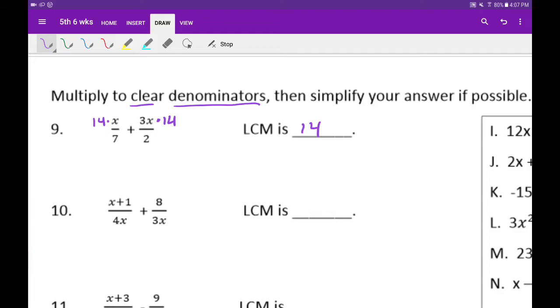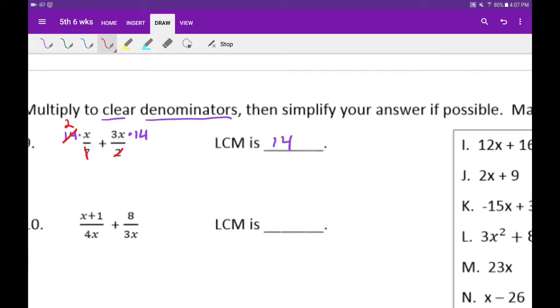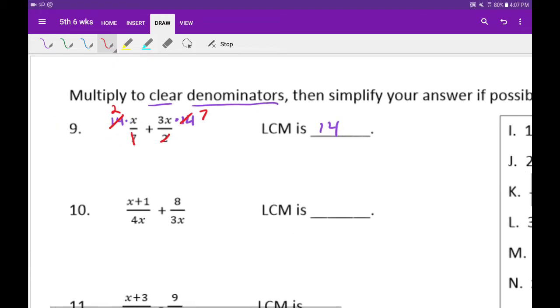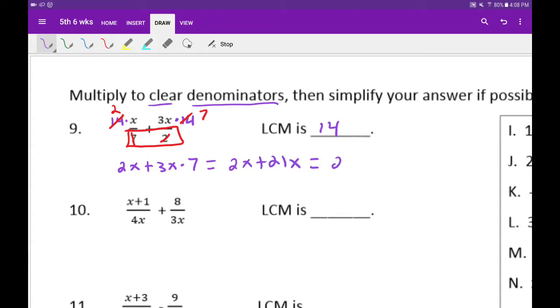Now, before I multiply anything, I'm going to reduce where I can. So 7 goes into 14 twice, 2 goes into 14 7 times, and you can see that I've effectively gotten rid of my denominators, and that's the whole point. We want to clear those. So now let's do some math in our numerator and simplify it down. So we get 2x plus 3x times 7, and then we'll keep moving it down. So 2x plus 21x, and that's going to equal 23x here.